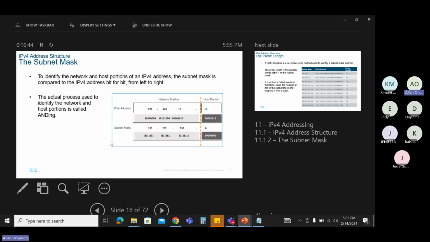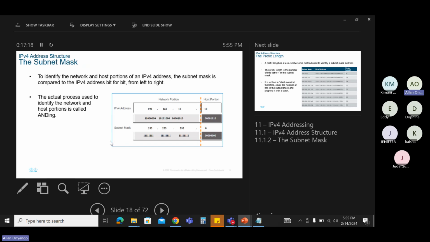Okay? So listen to this. Check this out before I forget. How has this subnet mask helped us to know the two portions of this IP? You write your IP address in binary like this. You also write your subnet mask in binary. Then you put them matching each other, so that the first octet is under the first octet, second octet, third octet, and the fourth octet, okay?